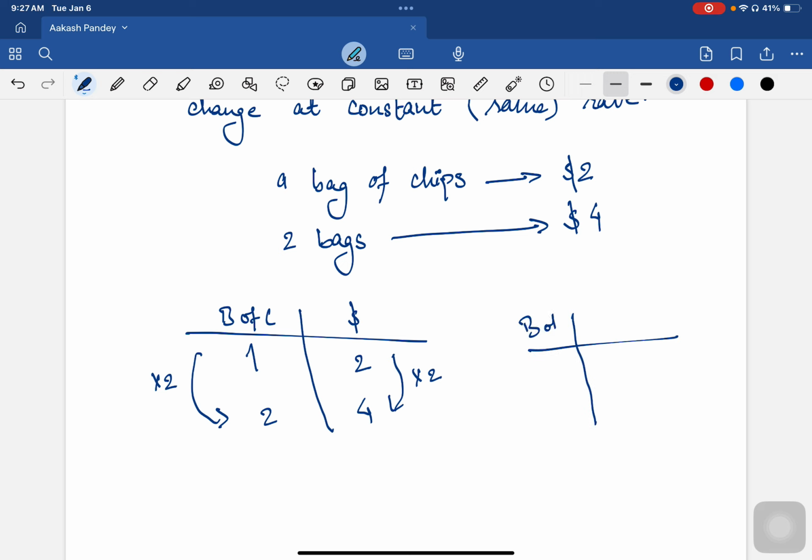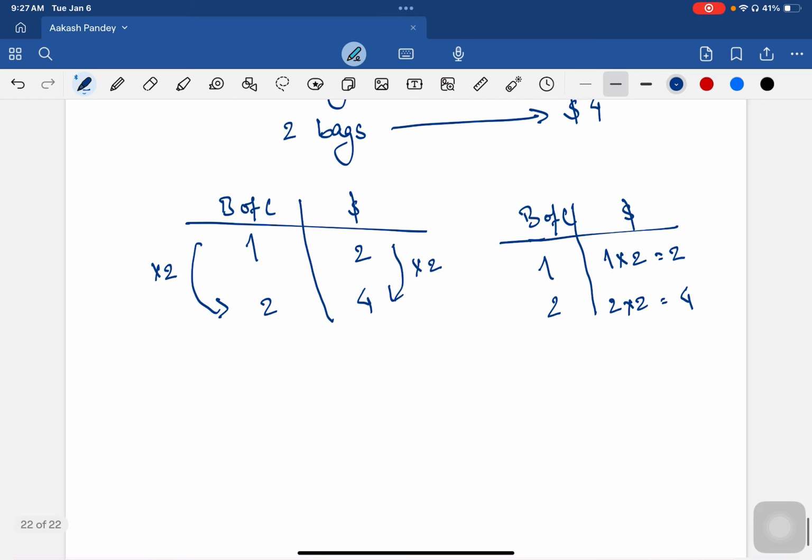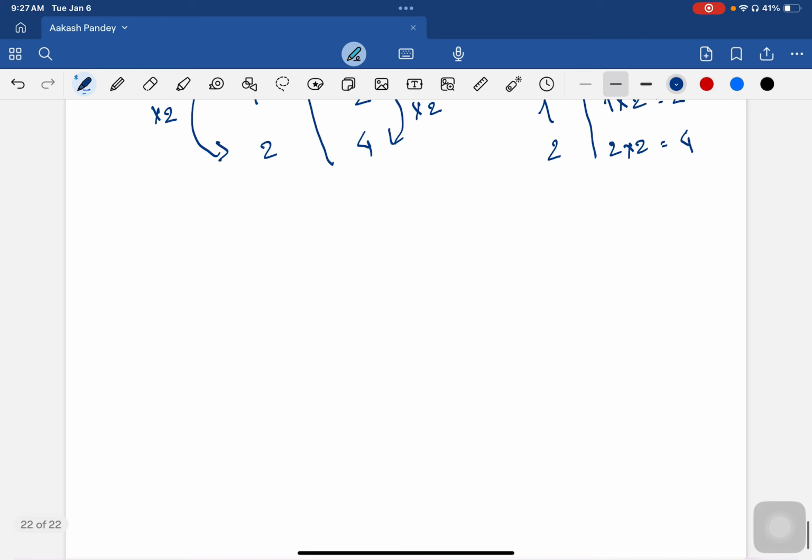But the other way you could work on this is this way. For a bag of chips and price, for price it would be one times two, the number of bags times two, and two would be two times two, which would give you $4. So this is another way you can do it. You're looking at the relationship between bag of chips and dollars. Every bag would cost you $2, so two bags would cost you $2 each. Two times two is four. That's a proportional relationship.